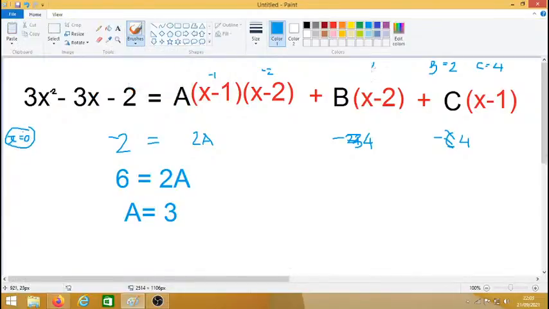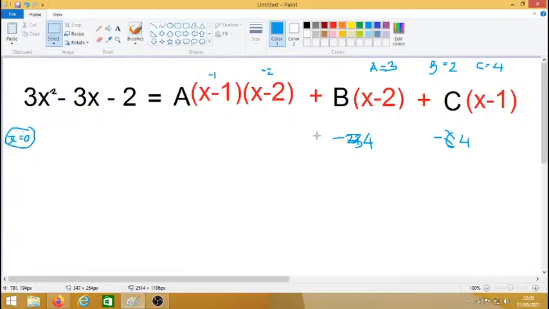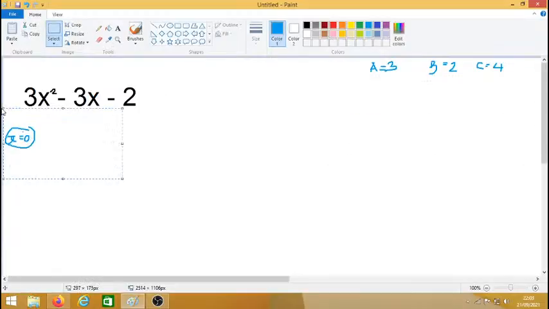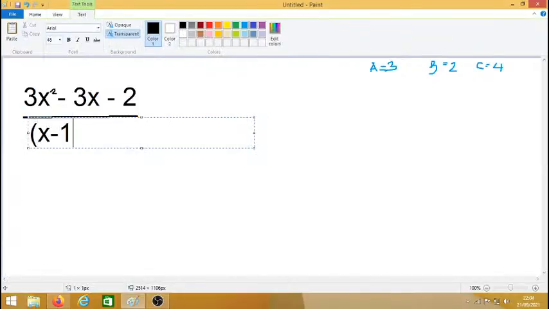Very tempting at this point to stop, thinking that you've done the question, but the question was to get the original fraction split into partial fractions. So let's come back to that. So what did our fraction look like? It had 3x squared minus 3x minus 2 on the top. On the bottom was x minus 1, x minus 2.